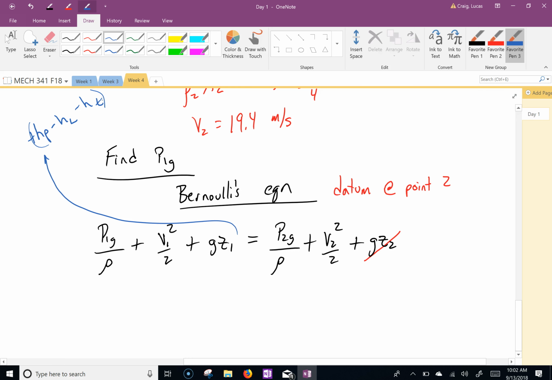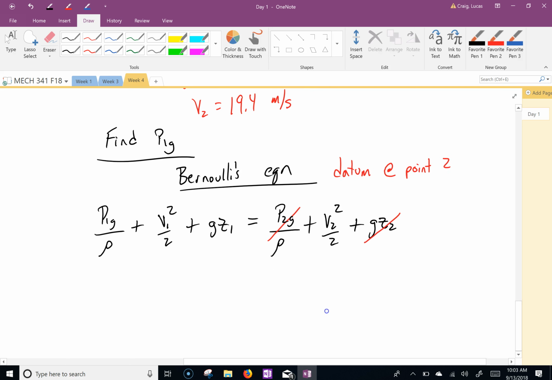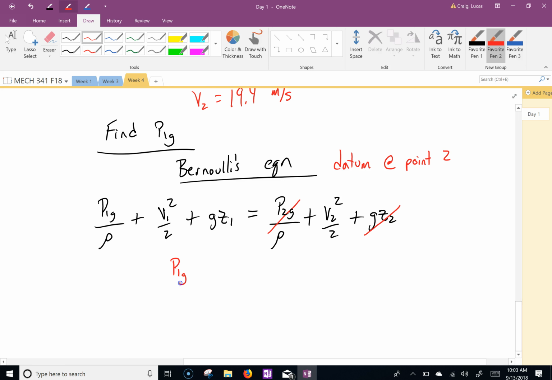Yep. And do you remember the one of the homework problems where you had a graph to find the velocities? Because you couldn't do it theoretically, because you had v squared. Remember how hard that was? Like, oh, never again. What else can we cancel? P2. Why is that? Because that's zero gauge pressure, atmospheric. So P1 gauge equals rho V2 squared over 2 minus rho V1 squared over 2 minus rho g Z1.